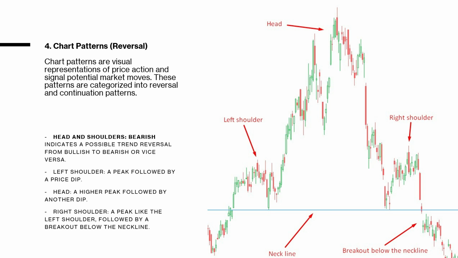Here's how it works. First, we have the left shoulder, a peak followed by a price dip. Next comes the head, which is a higher peak followed by another decline. Finally, the right shoulder forms, similar in height to the left shoulder, and is followed by a break below the neckline. The neckline is critical because once the price breaks below it, traders take this as a signal to enter short positions or exit their long trades.